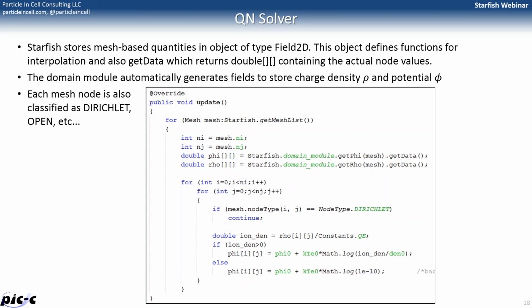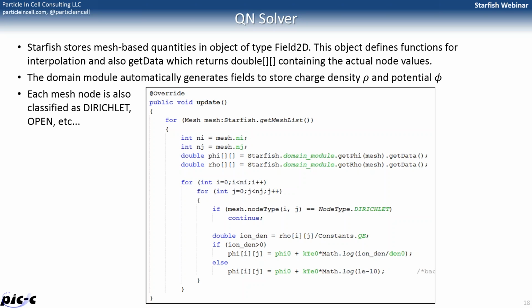Each mesh contains a number of nodes in the I direction and a number of nodes in the J direction. This is because Starfish, at least for now, supports only logically structured meshes, so they don't have to be rectilinear. You can have a stretched mesh, but there needs to be a logical topology. So there needs to be a fixed number of nodes in the I direction and a fixed number of nodes in the J direction.